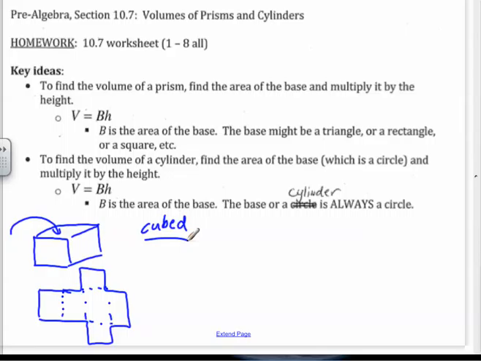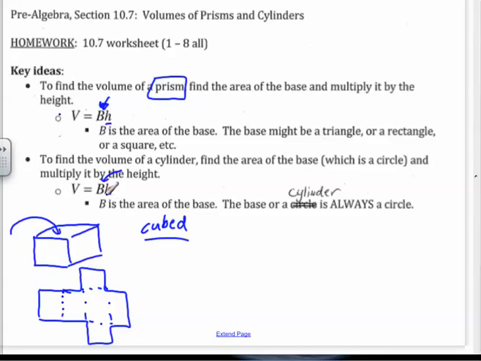All right, the volume of a prism is the area. Remember, capital B means the area of the base times the height. And the volume of a cylinder is also the area of the base times the height.